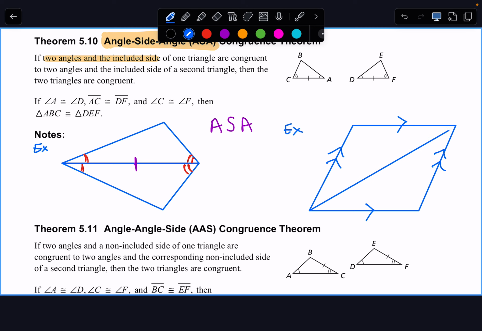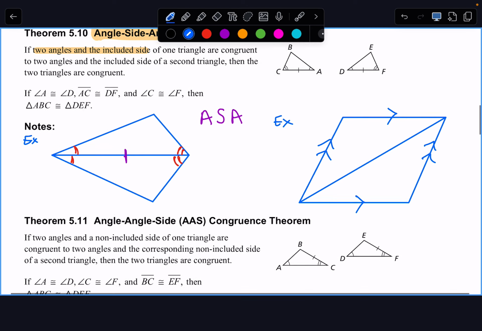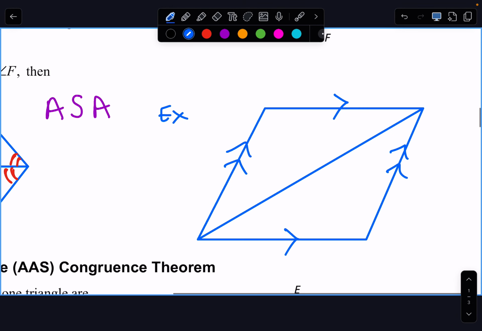Okay? Draw that picture for me. What do those arrows mean? Parallel.